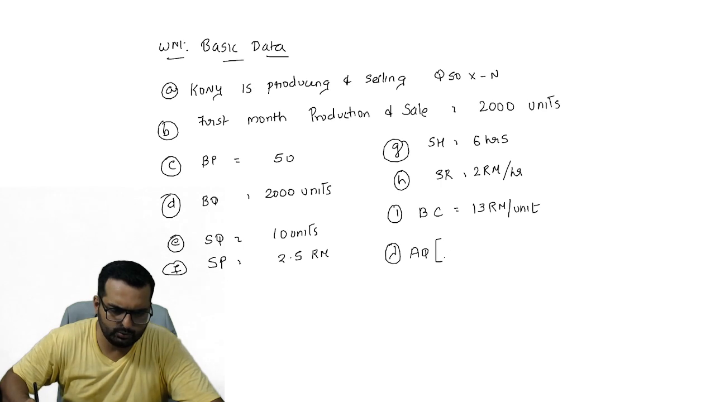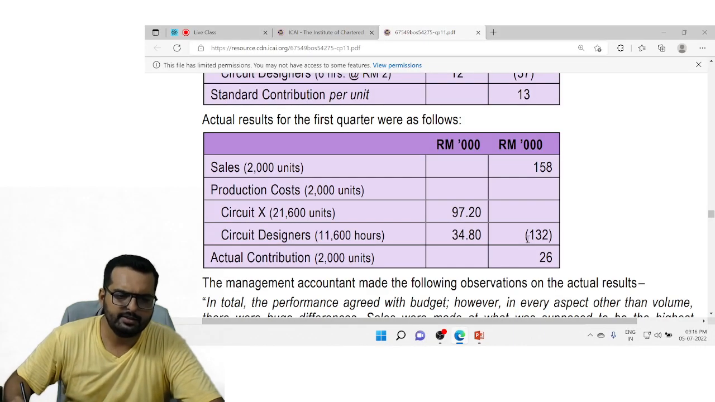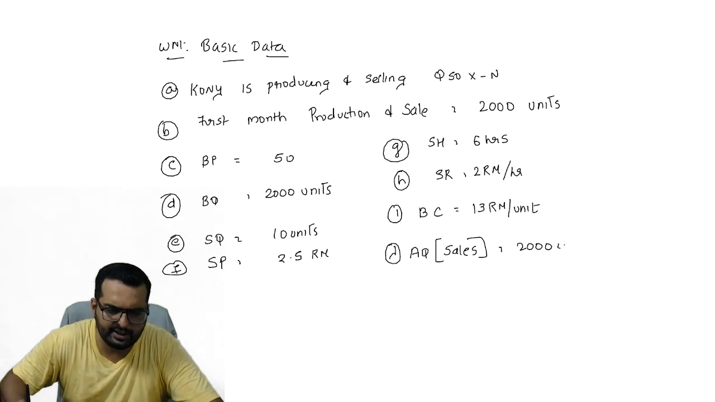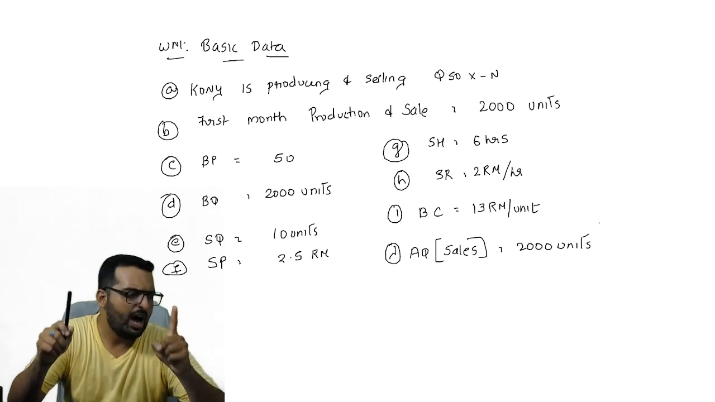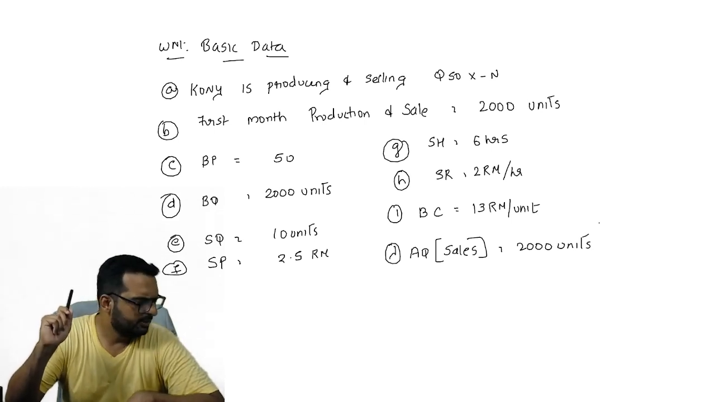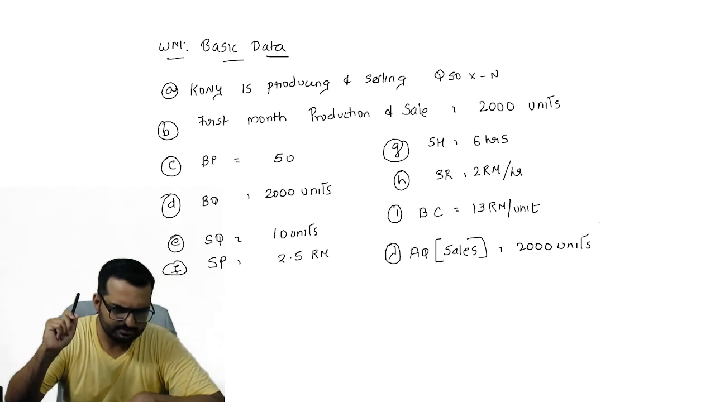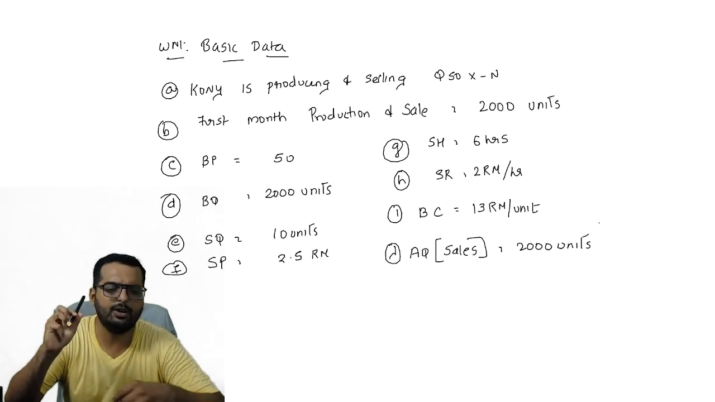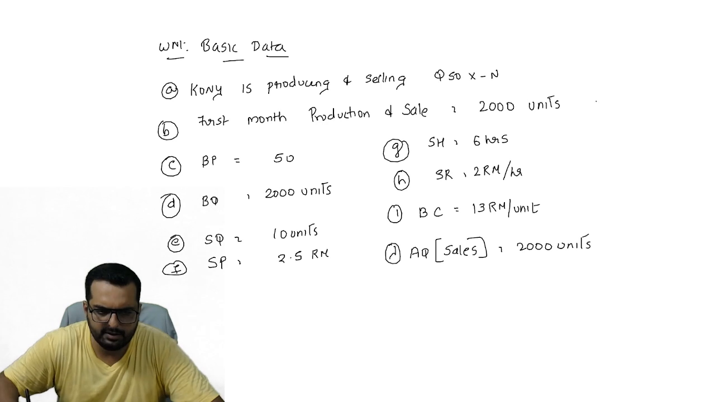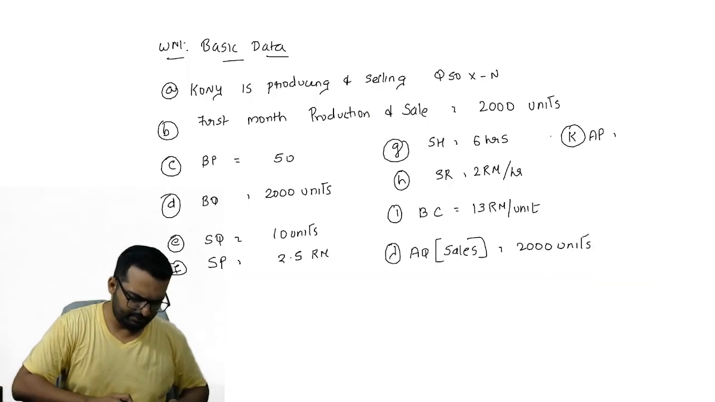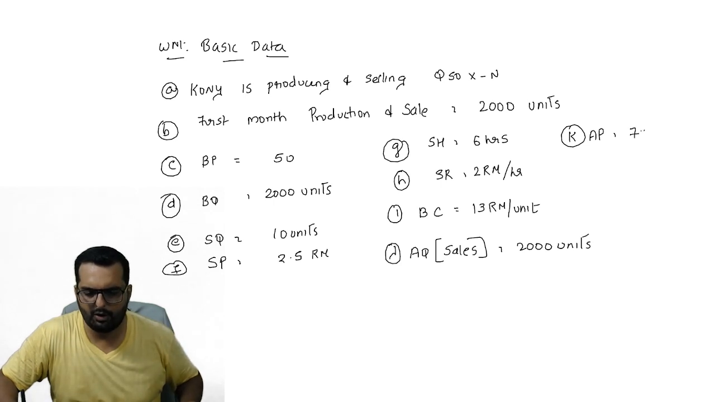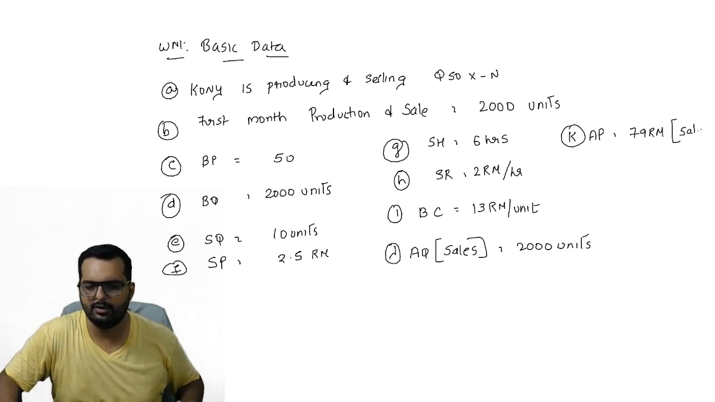I will write down AQ as far as the sales is concerned. They have told 2000 units only. So SQ and AQ, is there any difference? No. Friends, if BQ and AQ are exactly the same, how much will be the volume variance? Come on, use your common sense and tell me. If BQ and AQ are the same, the volume variance will be 0. Everybody clear? Okay. Then actual price, let us find out. 158,000 they have got. So 158,000 divided by 2000 means they have got 79 RM. This is for sales variance.